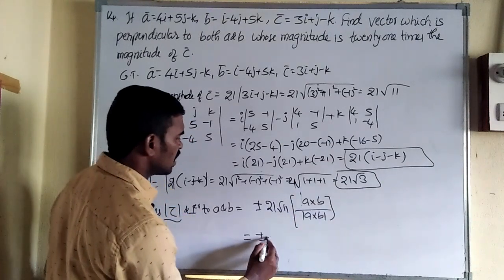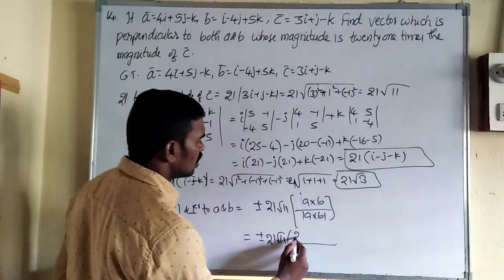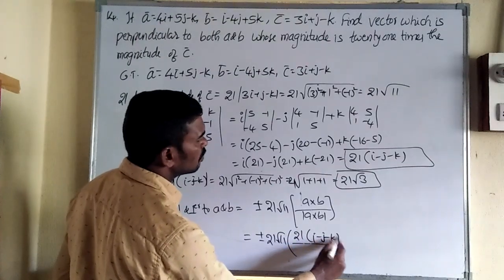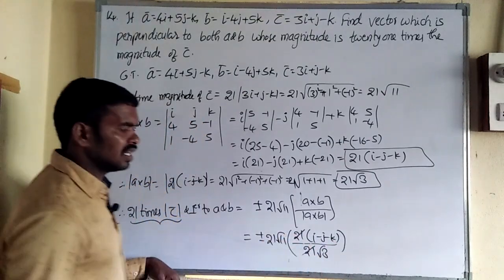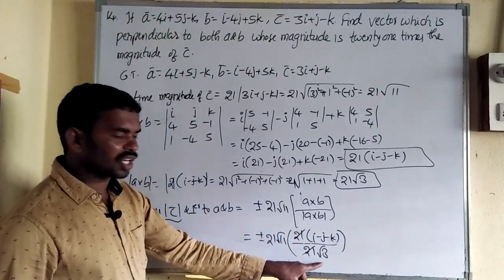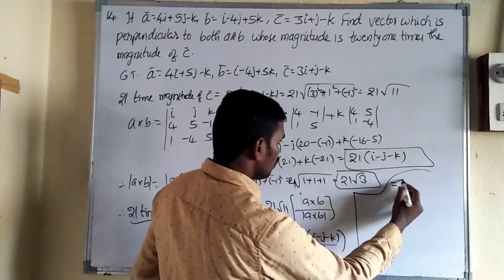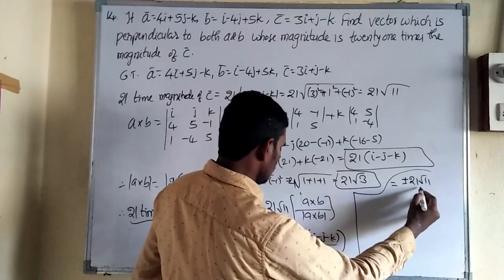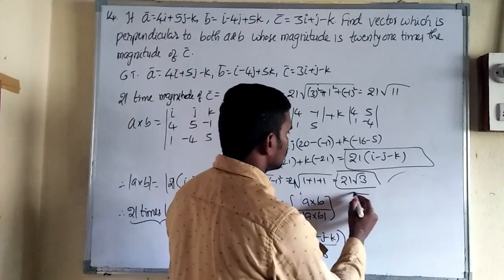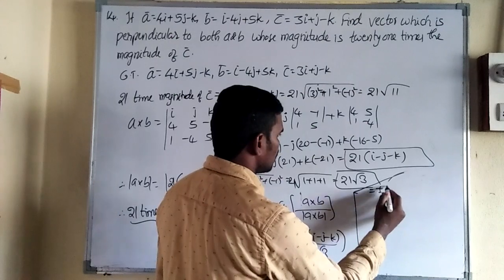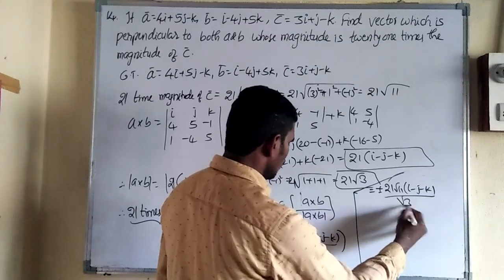So it is plus or minus 21 root 11 into A cross B. What does A cross B mean? How much? A cross B means 21 into i minus j minus k, divided by mod A cross B, which is 21 into root 3. So 21 and 21 cancel. Again, the denominator is root 3, so rationalizing with root 3, we get plus or minus 21 root 11 into i minus j minus k by root 3 remaining.